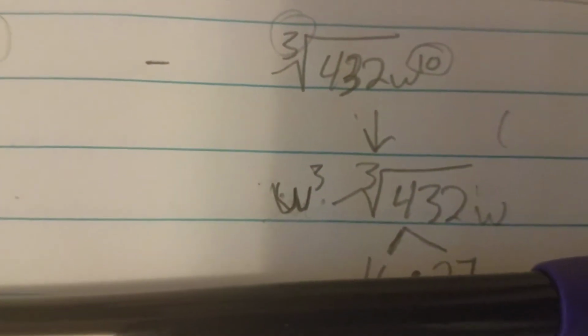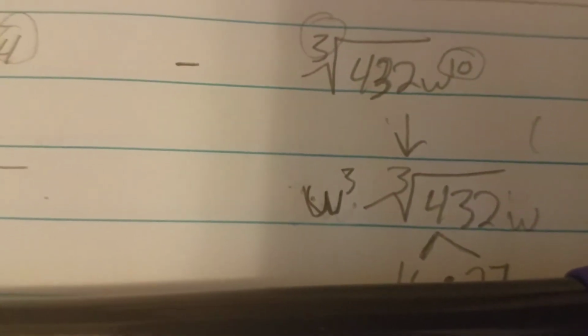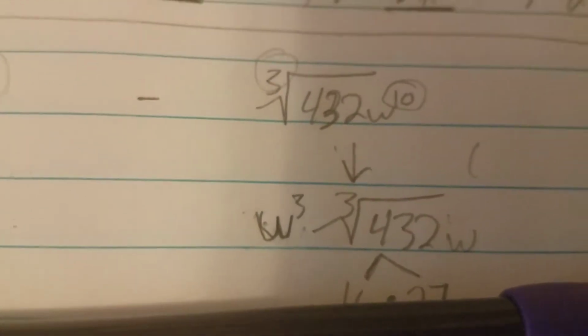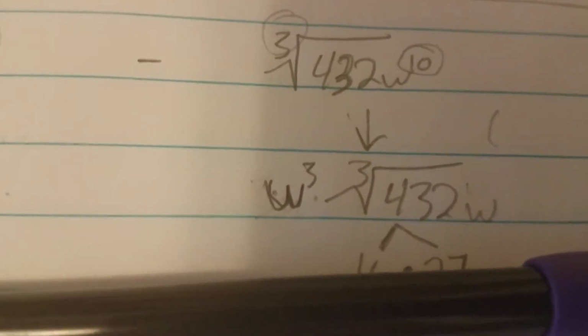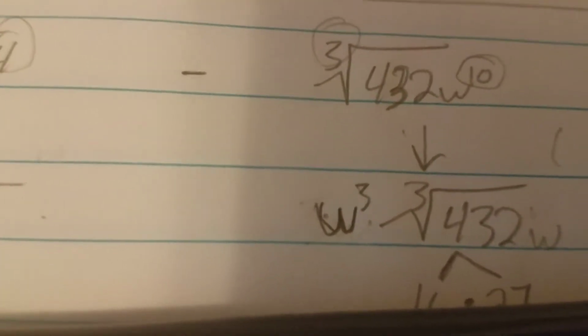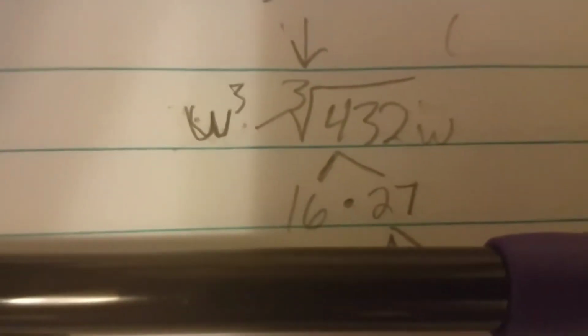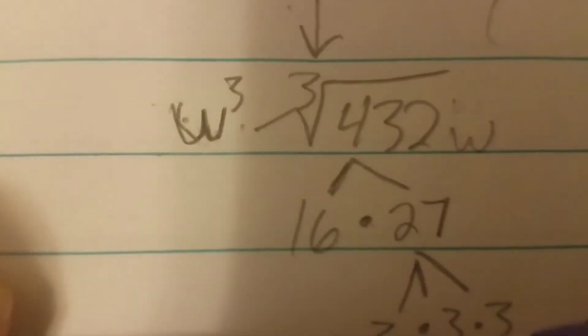I just kept dividing it by 2 in a calculator until I got to some numbers I recognized that would be cube roots. The first one that popped up to me was 27, which I know is 3 times 3 times 3. I did 432 divided by 27 and that equaled 16, so I knew 16 times 27 equals 432. The 27, like I said, breaks down to 3 cubed.